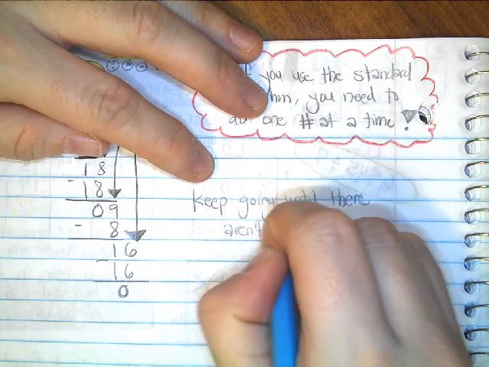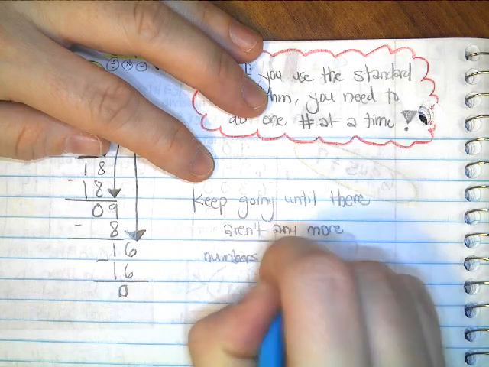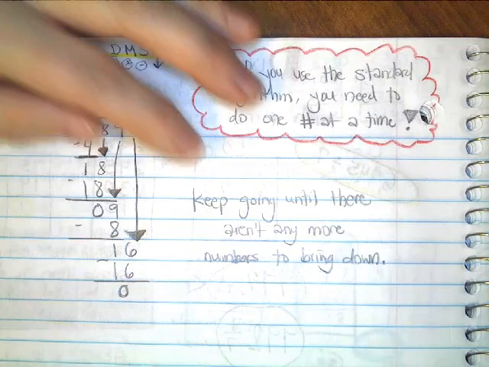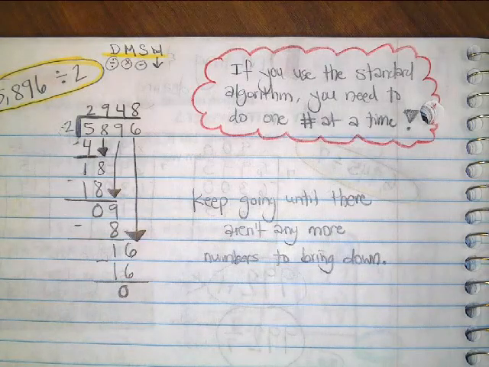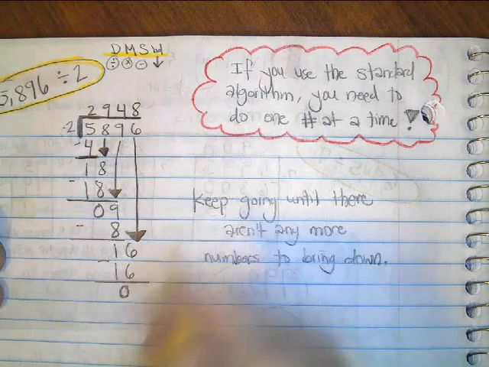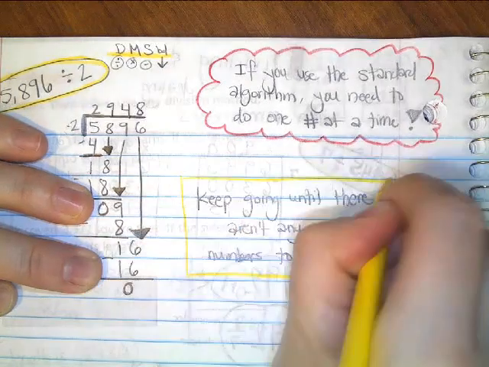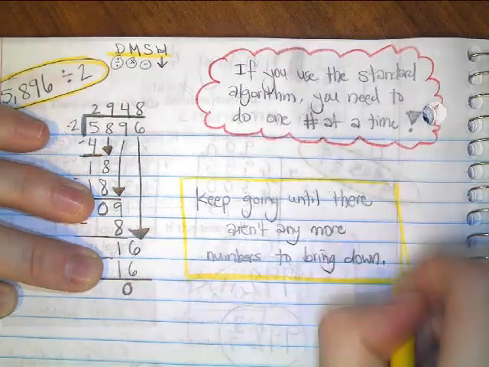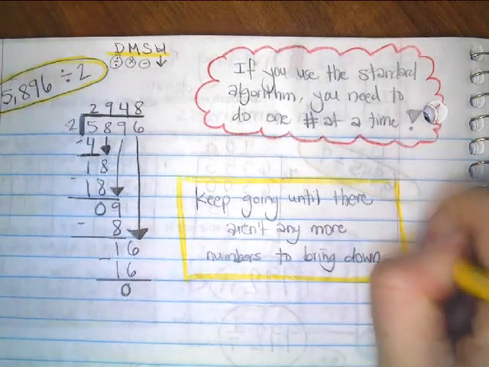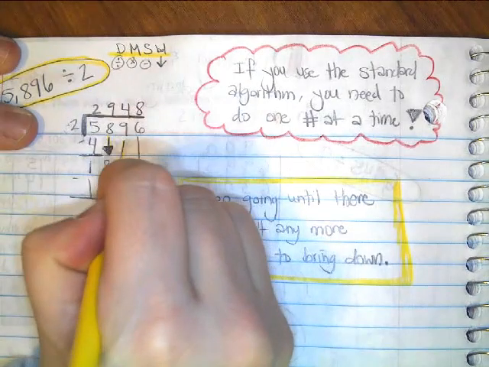So we're going to write this. Keep going until there aren't any more numbers to bring down. Again, it says, keep going until there aren't any more numbers to bring down. I'm going to put that in a yellow box. Will you color all of the arrows yellow?